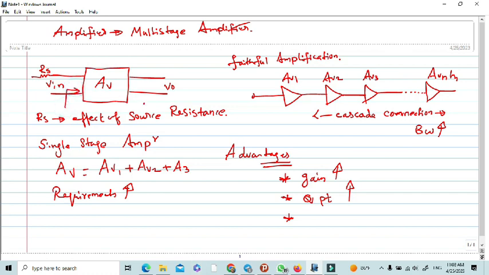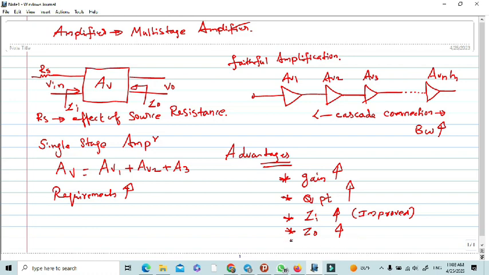everyone knows there is an input and there is an output. That means the input has input impedance, the output has output resistance, that means output impedance. So this is also going to improve. That means improved input impedance and also improved output impedance. So these are all better advantages of multi-stage over single stage amplifier.